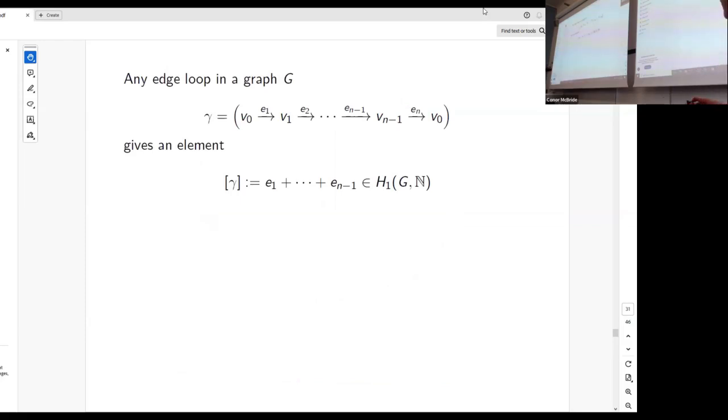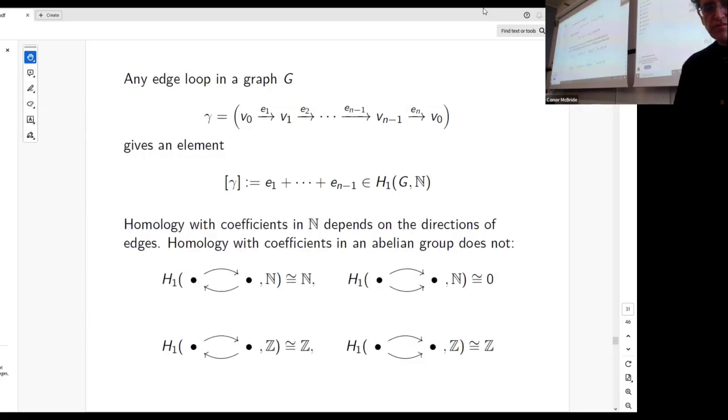And you'll notice that if you have any loop of edges, you can think of it as giving you a linear combination of edges. So if I have an edge loop gamma, I can define this thing, bracket of gamma, to be just the sum of the edges that show up in that loop. And that will always be an element of the first homology because it's a loop. And so each vertex will have as much stuff flowing out as flowing in. So loops give you elements of first homology in this way.